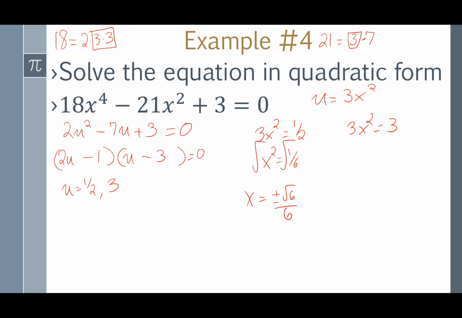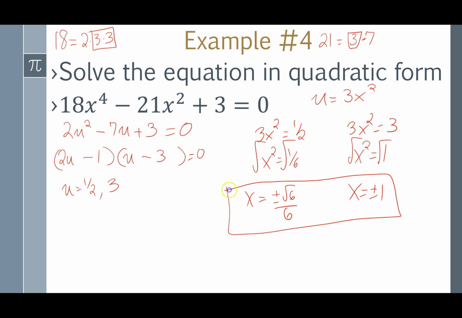Remember, we have to rationalize, so we would have 1 over the square root of 6, so we can't leave it like that. Whereas the other one, we divide by 3 and get x squared equals 1. So when we do the square root there, x equals plus or minus 1. And those are our two answers.